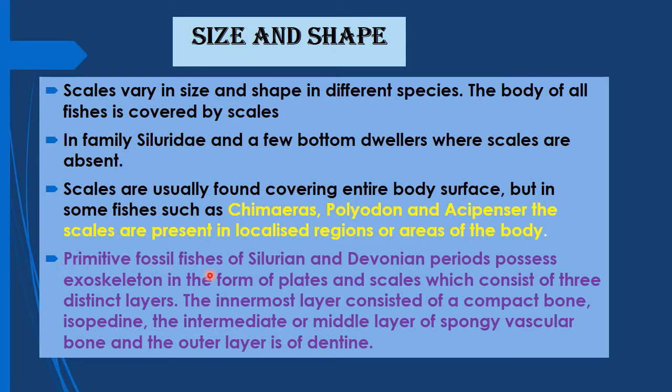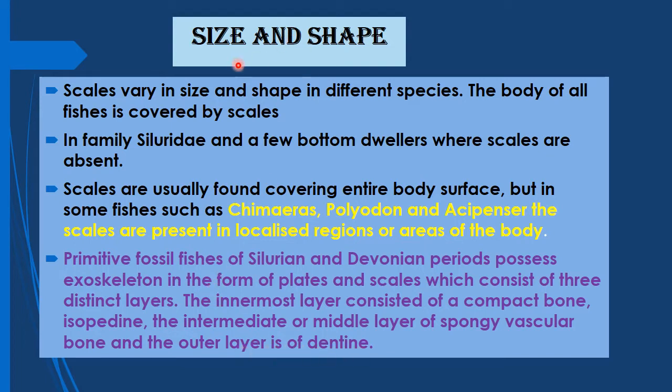The primitive fossil fishes of the Silurian and Devonian periods possessed an exoskeleton in the form of plates and scales which consist of three distinct layers. The innermost layer consists of compact bone called isopedine. The intermediate or middle layer is spongy and vascular in nature, and the outermost layer is called dentine.